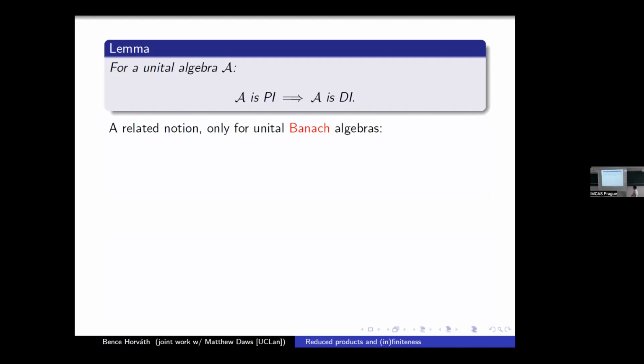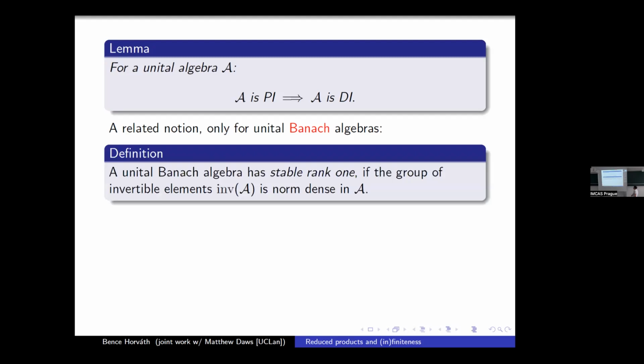And there is at least one related notion for unital Banach algebras that I would like to mention throughout this talk, namely the notion of having stable rank 1. Of course, you can make sense of generalized stable rank in Banach algebras, but stable rank 1 for us will mean that the group of invertible elements in your Banach algebra is dense in the norm in A.